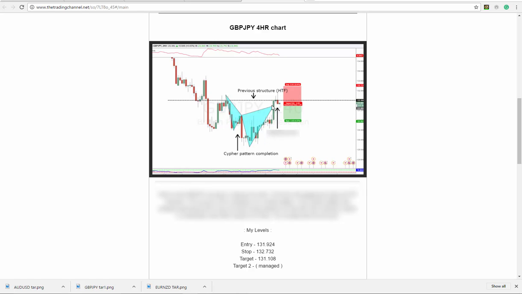And we did not only get involved in this trade because it was a cipher pattern, we actually had a couple of other rules for entry that I used in the EAP to help us get involved in this trend continuation trade to the downside.